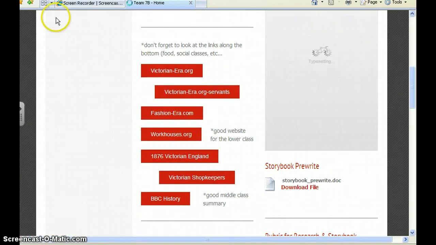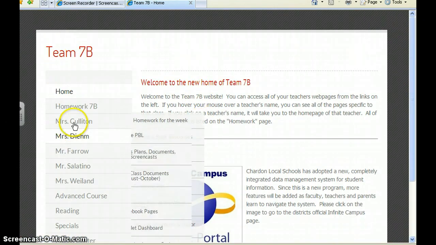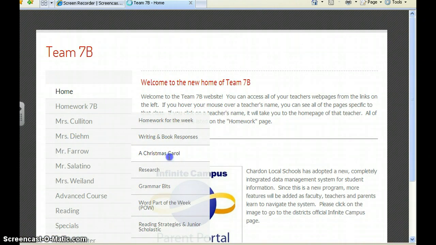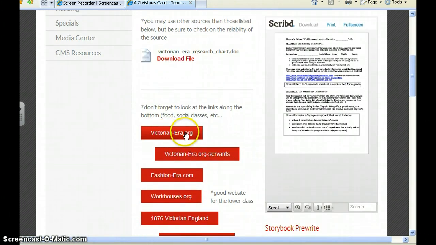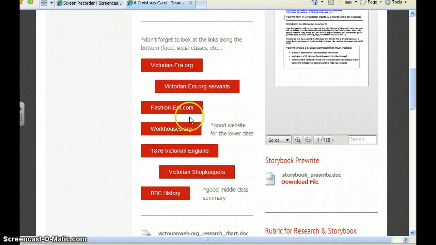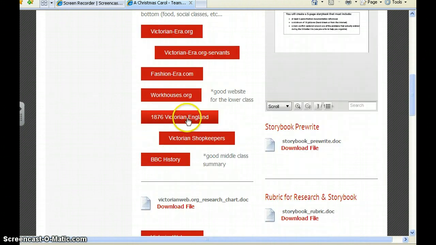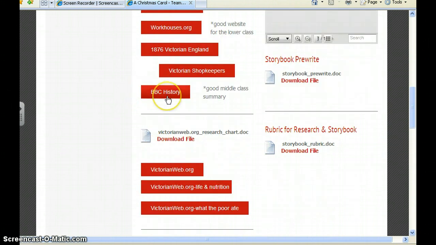on our team webpage. Oops, I went too far. In the end, they need to use 3 different ones. So victorianera.org is a website, fashionera.com, workhouses.org if they're searching somebody from the lower class would be a good one. This is a different website. This Victorian Shopkeepers is a sub-page from the Victorian England, but it's just an easier way to find it. And then this BBC History. And then victorianweb.org was a separate chart.